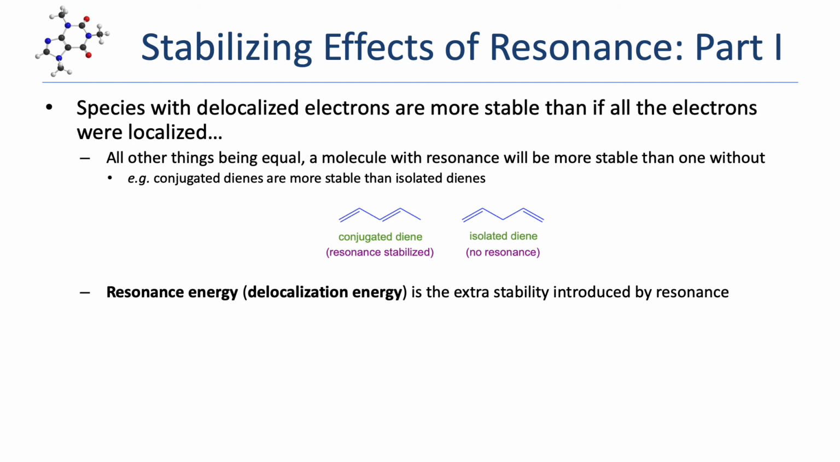The diene on the right also has 4 atoms with p orbitals, but they're not contiguous. And there is no contiguous chain of 3 atoms in a row or more with p orbitals. And so this diene does not have delocalized electrons. It doesn't exhibit resonance. And it's called an isolated diene. Because the conjugated diene has resonance, it's resonance stabilized and is more stable than the isolated diene. That extra stability is called resonance energy or delocalization energy, and it's simply the extra stability introduced because of resonance.